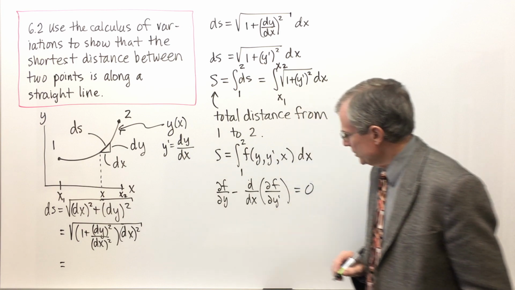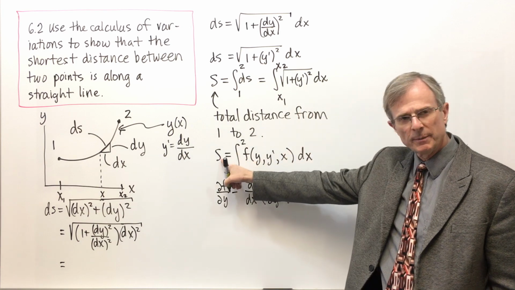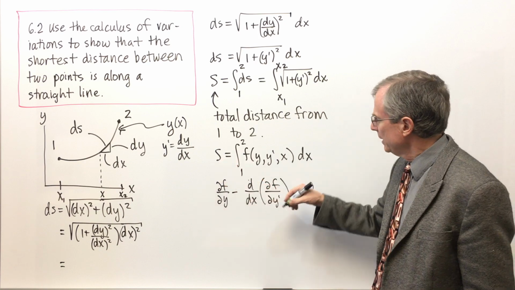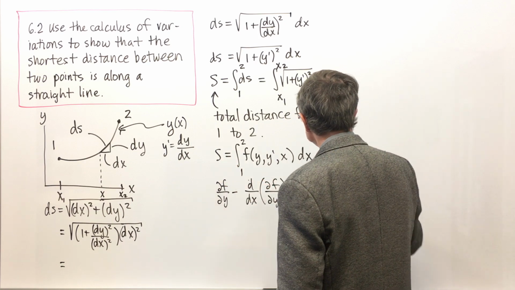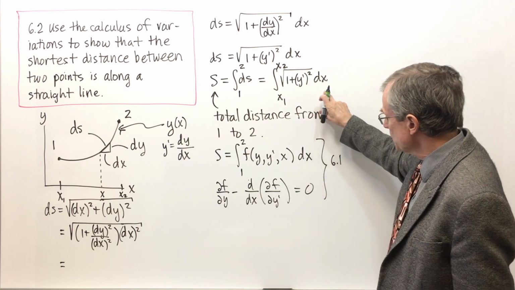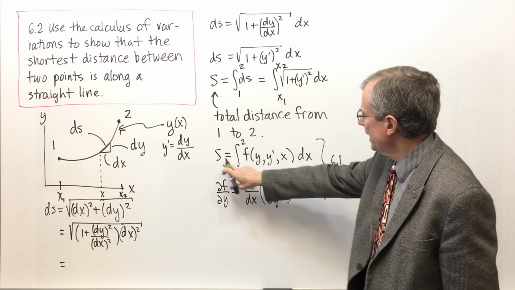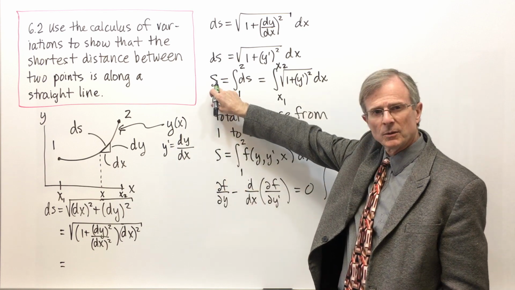That's the Euler-Lagrange equation. If you can satisfy this equation, then you will have extremized this integral. That's concept 6.1. So now back to this problem. Does this problem look like this? Are we trying to extremize this integral?